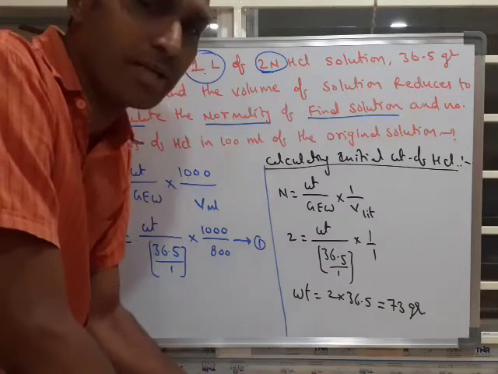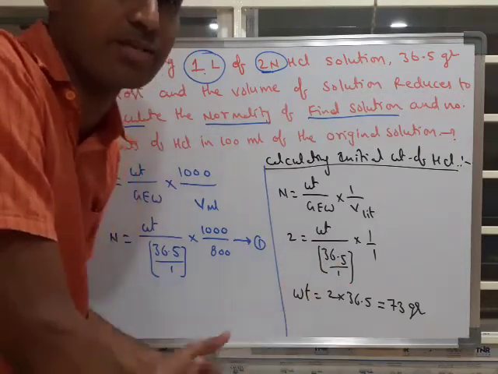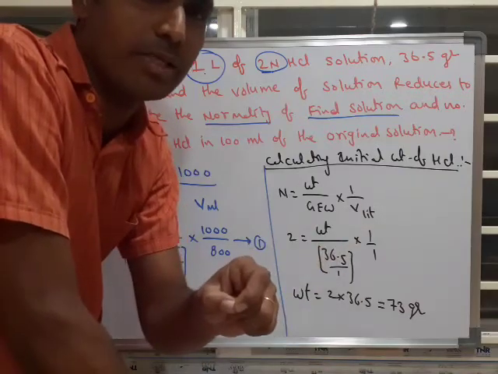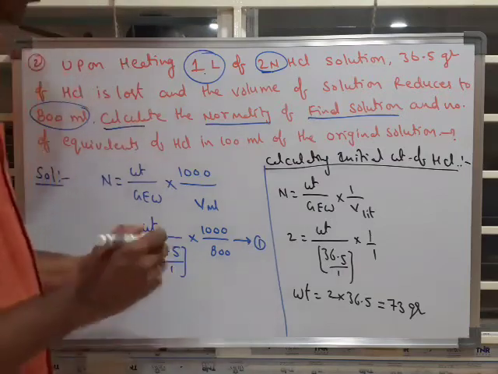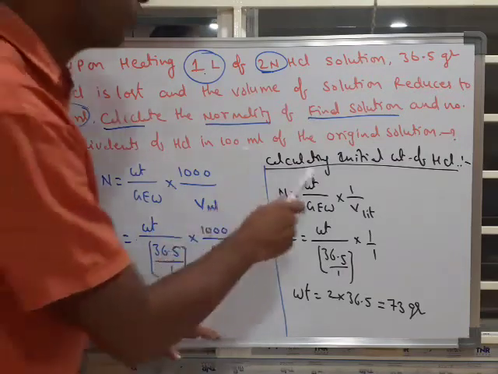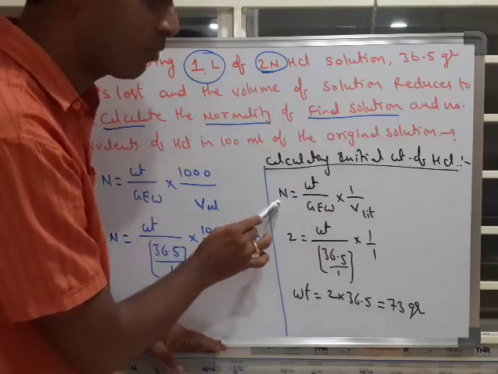So how much was lost? 36.5 gram was lost. How much is remaining? 36.5 gram. So in the final 800 milliliter solution, 36.5 gram of HCl is present. For that, we found the initial weight of HCl with the help of this formula.